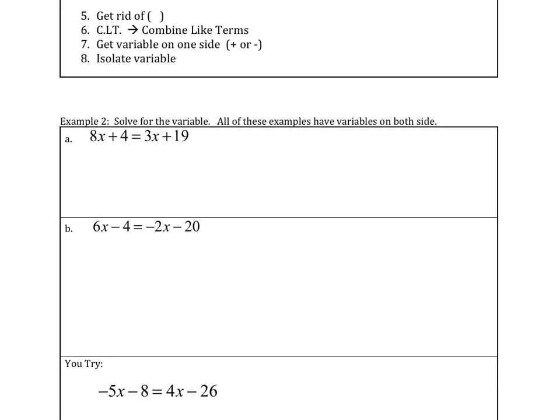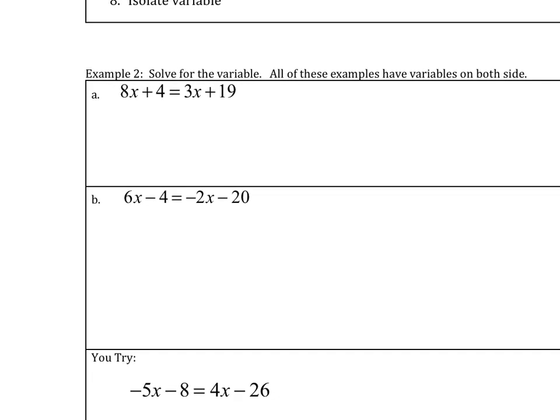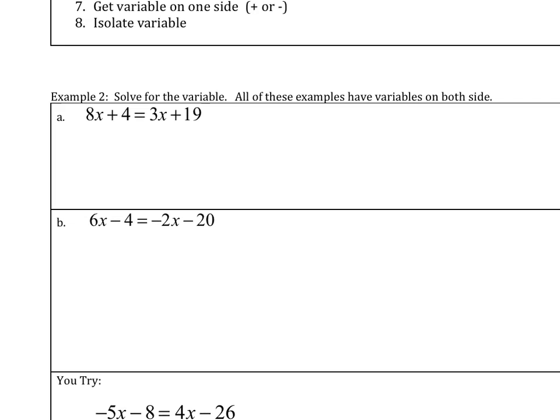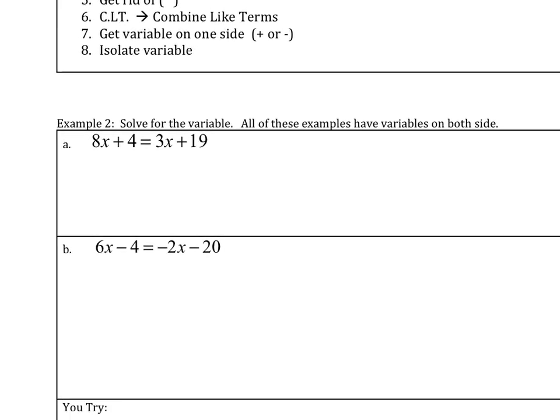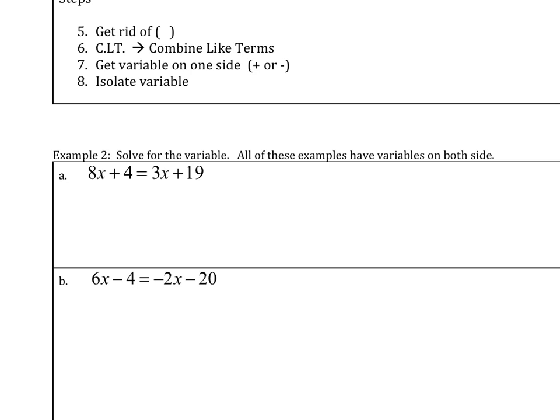There are no parentheses in the first example, so therefore I do not have to get rid of any parentheses or distribute. The next step is to combine like terms, okay? It's important to note that the second step, combining like terms, and the seventh step are interchangeable, which means that you could technically do the seventh step first, before you combine like terms. So before I combine like terms, I'm going to get my variables onto one side, okay? And in order to do that, I have to add or subtract, okay?